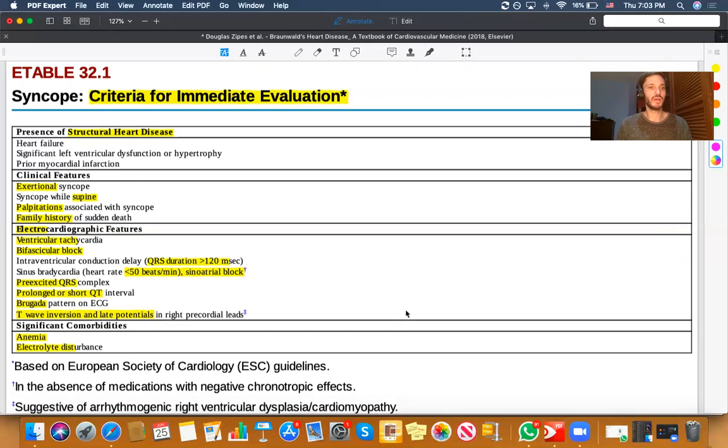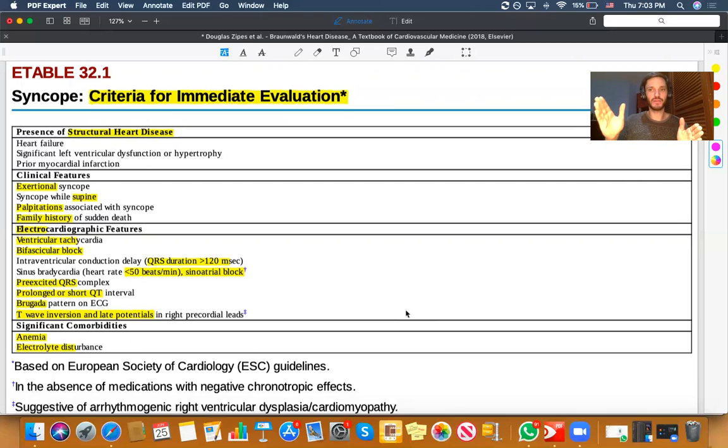Clinical features: exertional syncope. This is interesting because you could have exertional syncope or syncope while supine. So what is the syncope associated with? Which syncopes require immediate evaluation? Usually those that are called malignant syncope. So you have benign and malignant. What's the difference? Usually when you think of a cardiac origin for syncope, you're talking about malignant.